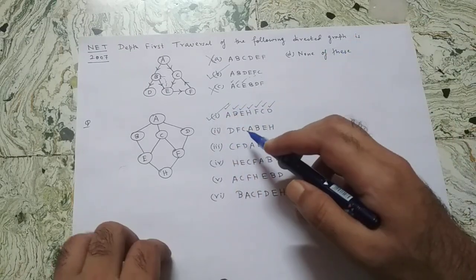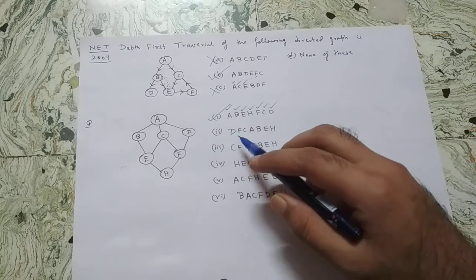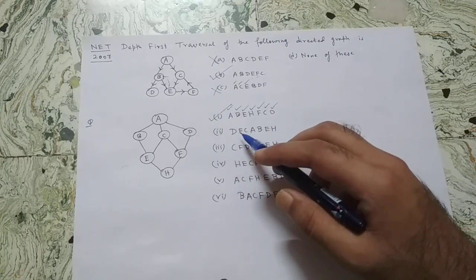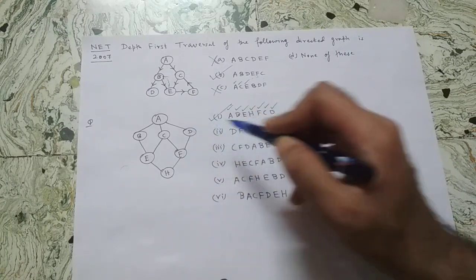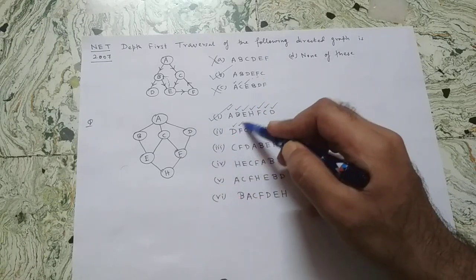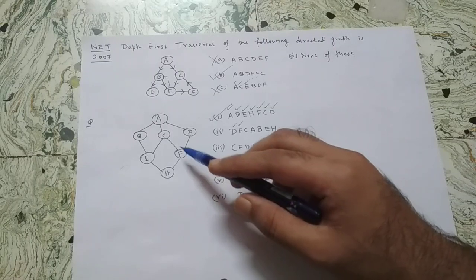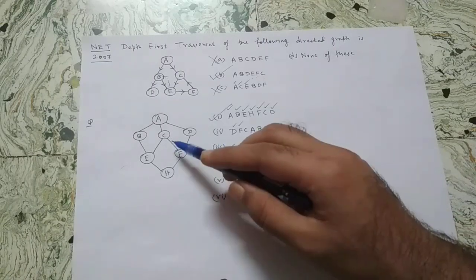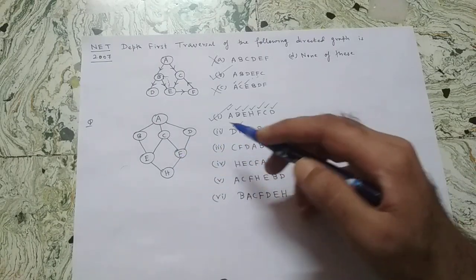Now let's examine the second one. In the next case I have the starting vertex as D. Now D is my starting vertex, fine. So from D I'm going to F. That's allowed, no problem. From F I can go to C or H, because they are unvisited. From F they're going to C.